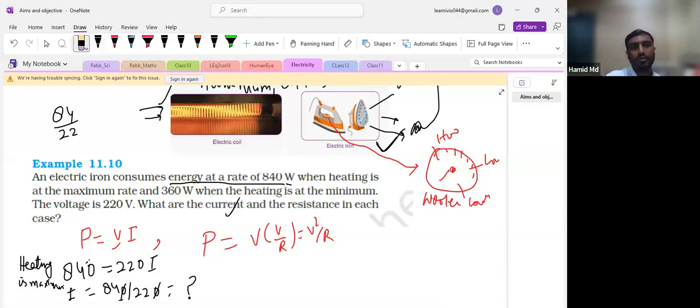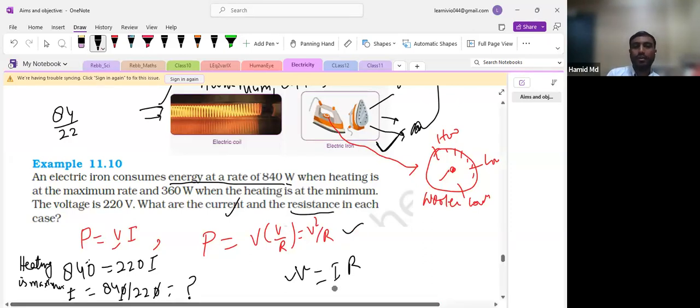You got part 1. What about part 2? Okay. In part 2, we have to find the resistance. So we may use this relation or we may use Ohm's law. V is equal to IR. V is already given. Current we already calculated. Then R we can solve. R will be nothing but V over I. V is 220 and I is 3.82. So you will solve it. How much will you get?